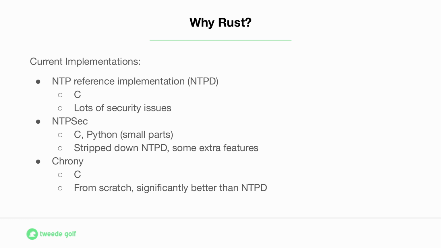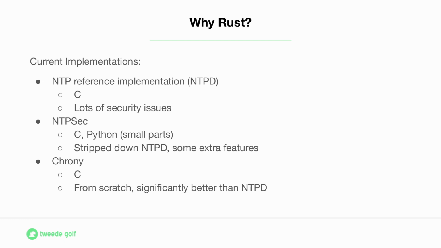There's NTP-sec. It's a fork of the reference implementation. It's starting to move some of the code to Python, which helps with memory safety, but most of it is still in C, and I think they're planning to keep all the performance-sensitive stuff, which is most of the packet parsing, in C, as far as I am aware. Because it's a stripped-down version, it's a bit more focused on security. It has implemented NTS, which is an authentication layer on top of NTP. So it is a little bit more secure, but it still has fundamentally a lot of the same issues that the reference implementation has. And then there's Chrony.